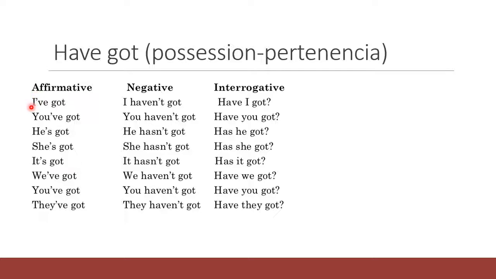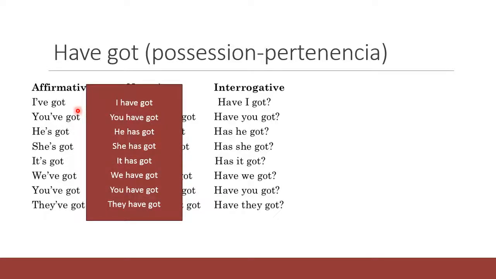So we can say I've got. That is the same to say I have got. You've got or you have got. He's got, he has got. She's got, she has got. It's got, it has got. We've got, we have got. You've got, you have got. And they've got, they have got. So in affirmative sentences, you can use the contraction or the full form.